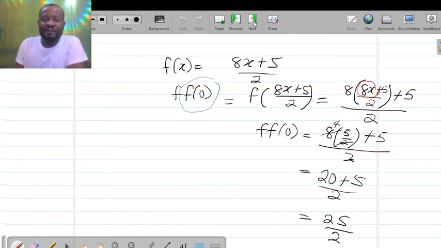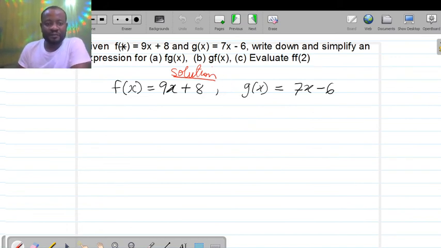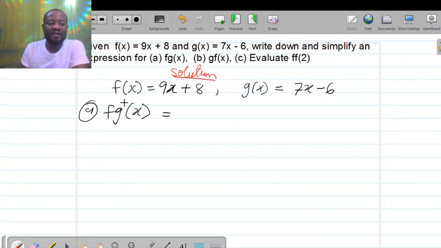Now let's quickly solve this. Because of time factor, I'll be fast on this. This says f of x equal to 9x plus 8, and g of x equal to 7x minus 6, and we're asked to find fg of x. fg of x means this is my g. Since this is my g, I will remove this and replace it with 7x minus 6.